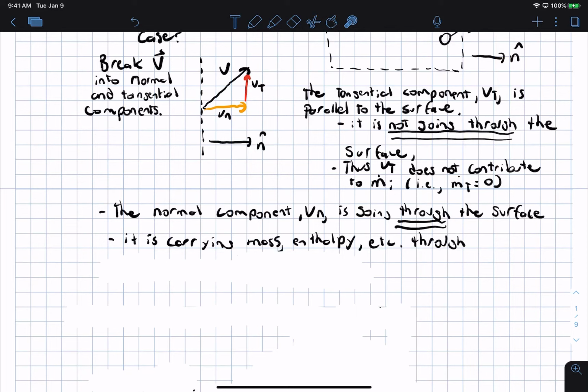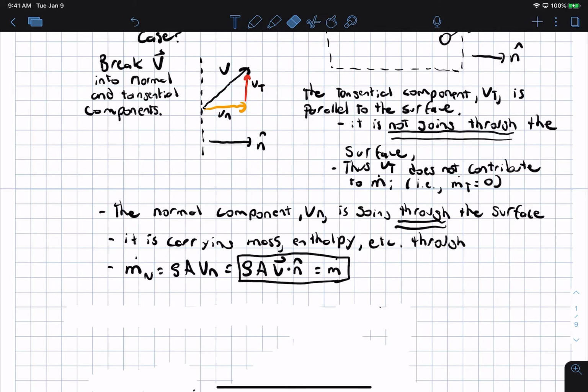Okay, and then we could say that m dot, based on the normal component of the velocity, is our density times the area times the normal component of the velocity. Well, then we know that the normal component of the velocity is just defined to be v dot n hat. And if we apply v dot n hat, we get this, which is just m dot. So this is a much more formalized expression for m dot through a surface.